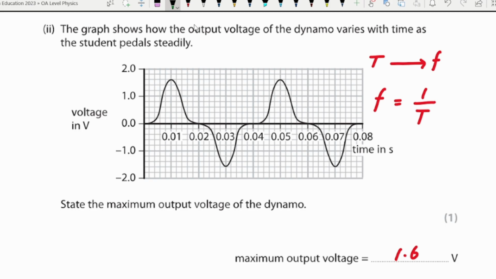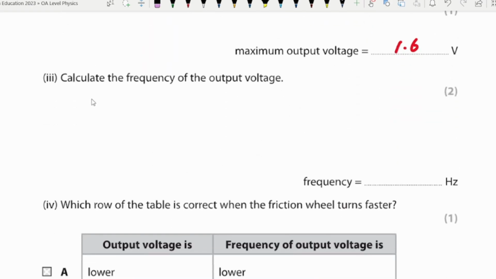Now the thing is, how do we find the time period first? Time period means the time that has been taken by one complete cycle. So you see, one wave is being completed till here. And how much time? 0.04 seconds. Right? For the single wave cycle, it is taking 0.04 second. So the time period is 0.04 seconds.